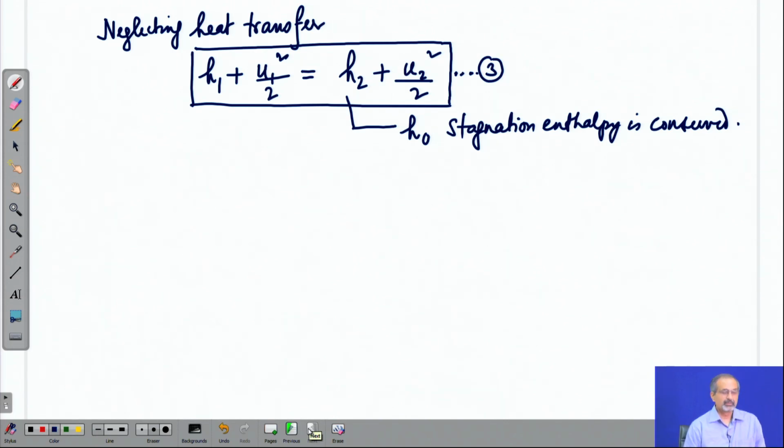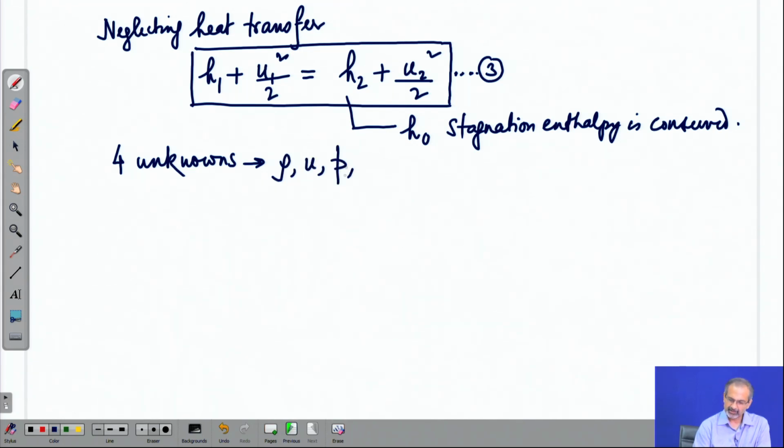Now, these are the equations governing passage of a flow through a normal shock. If you look at these three equations, you will have 4 unknowns to solve, which means these 3 equations are not sufficient. So, what are the 4 unknowns? You have density, velocity, pressure and enthalpy. So, we are missing out some equations.